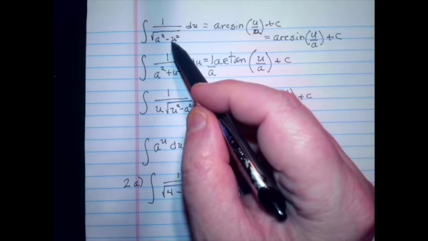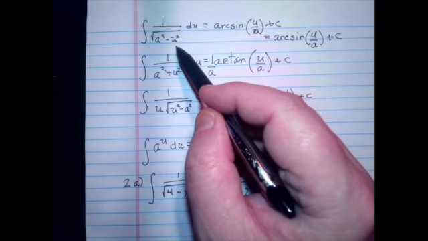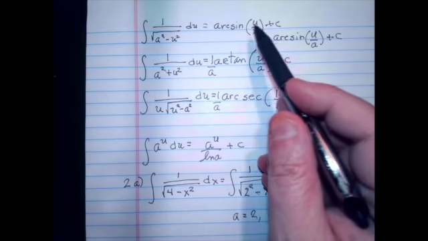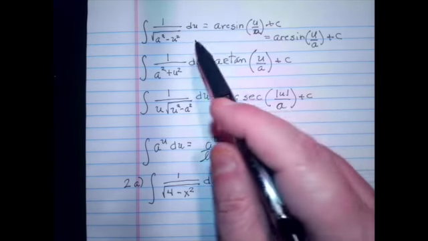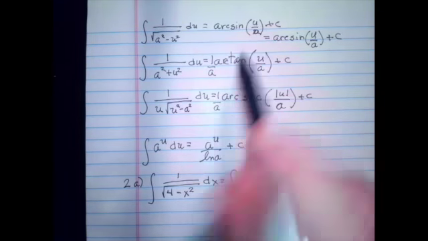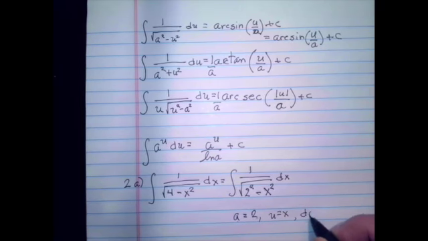You can just rewrite this as 1 over the square root of a squared minus x squared with respect to x, and then this would be arc sine of x over a. If you just turn all the u's into x's, you'll be okay. Or you can do a substitution, whatever you like. So in this case, if a is 2 and u is x, du is the derivative of u times dx. So that's going to be 1 times dx, which is just dx.